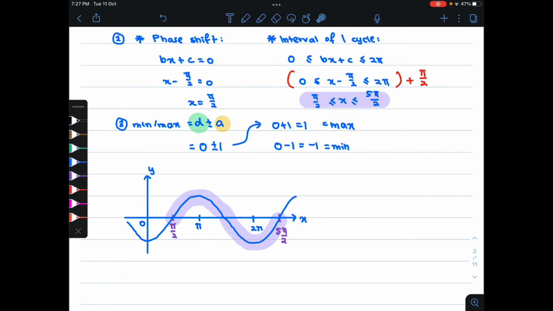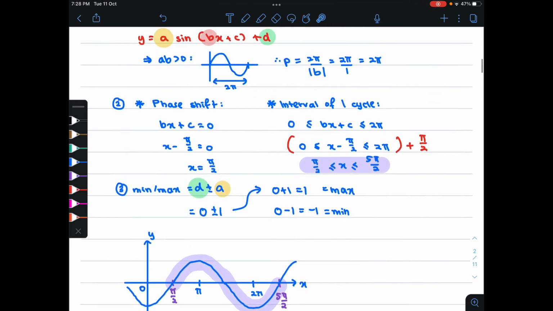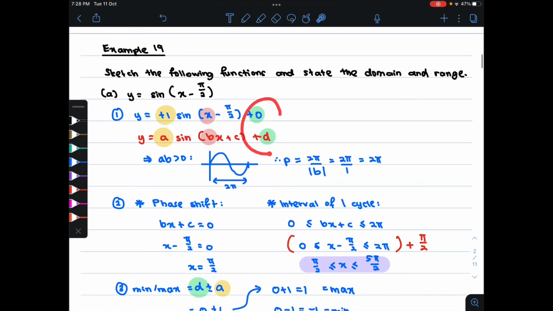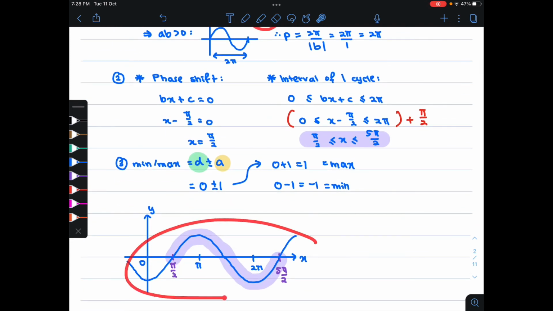Now don't forget about the minimum and the maximum value of your y graph. So here you can see that, before we look at the maximum and minimum value, don't forget about the value of d. So d here means you need to shift your graph upwards or downward. So note that d is 0. That means we're not gonna shift our graph. So it stays right here.